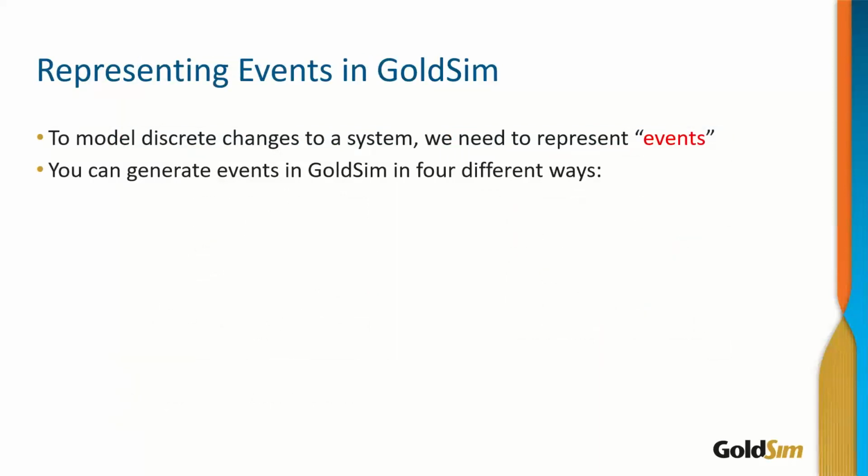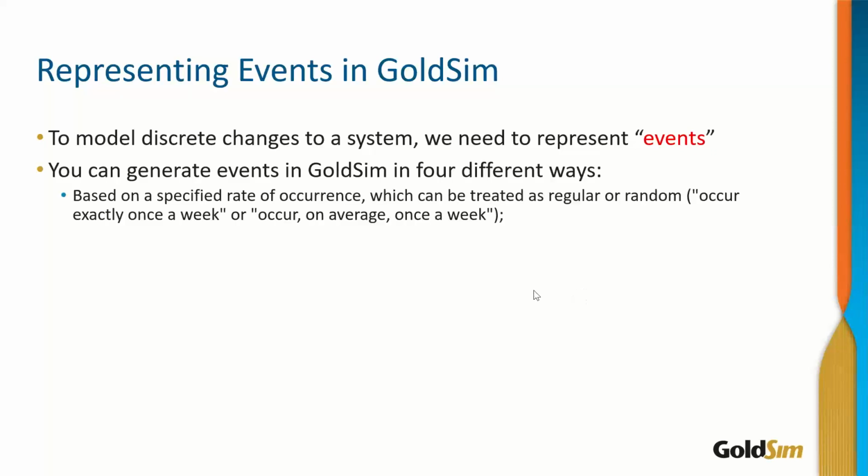So in order to model these discrete changes of state to a system, we need to represent what I've been referring to as events. And what do I mean by an event? Well, you can generate events in GoldSim in four different ways. You can specify a rate. So you can just say this event occurs once a week or once every 10 days. And when you specify a rate, it can be a regular rate or it can be a random rate. So a regular rate would occur exactly every 10 days. A random rate, on average, would occur every 10 days.